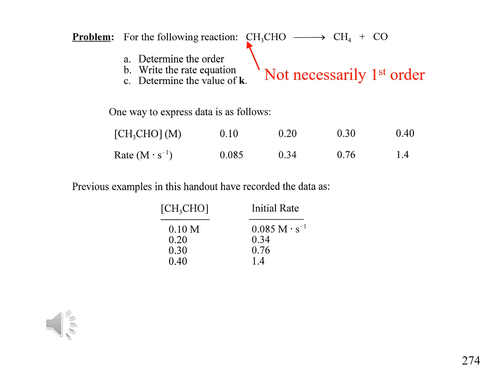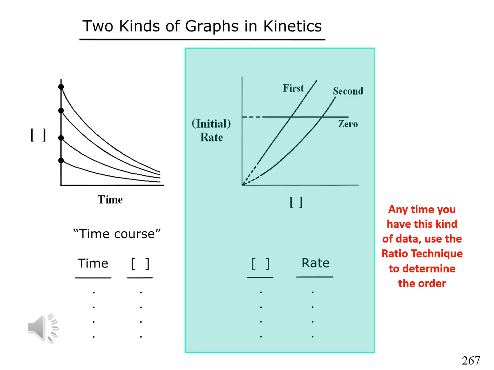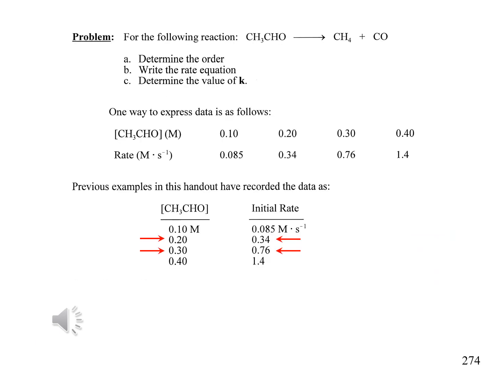And again, you can see that even though this equation is balanced with a 1 in front of the acetaldehyde, it is not necessarily first order. We have to tell from the data. So since we again have concentration versus rate data, we are going to again use the ratio technique anytime we have that type of data. This time I picked the middle 2 points. It doesn't matter which 2 points.